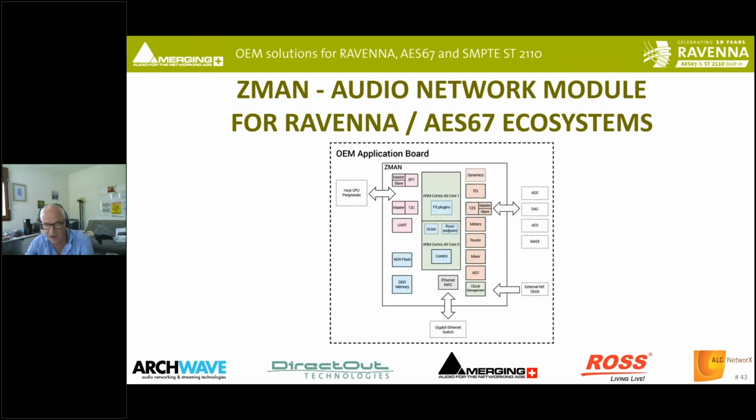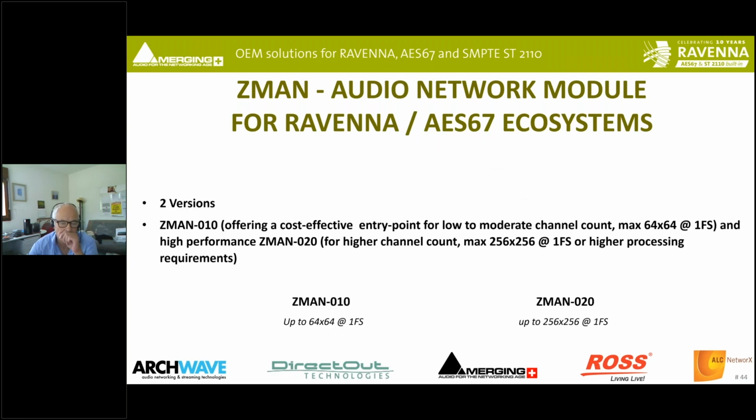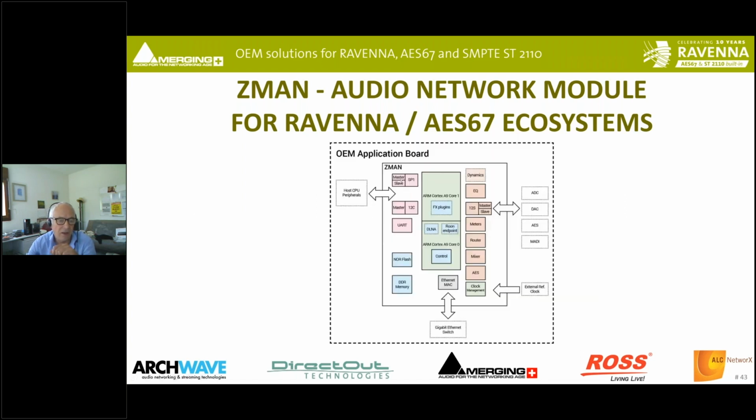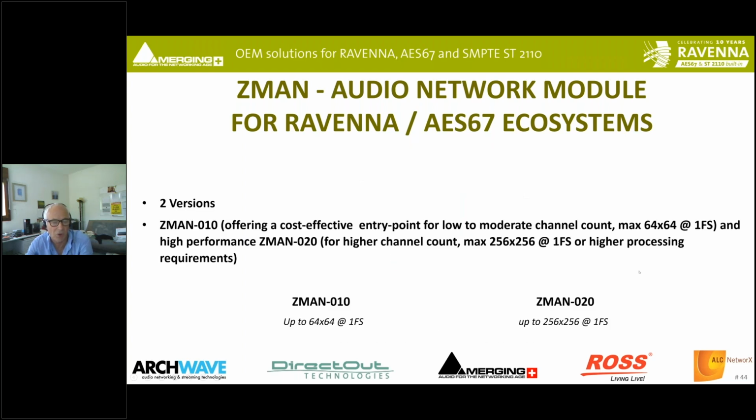Let's get to the final bit of my presentation. Here, sorry, I went a bit too fast. Here you have the entire block diagram of a typical OEM implementation with ADC, DAC, AES, I/O, MADI that can be connected to that module. The gigabit Ethernet switch here is pretty simple to deploy. There are two versions of it, what we call Z-Man 010, offering up to 64 by 64 channels at 1FS, and the Z-Man 020 offering 4 times larger channel counts at 256 by 256.